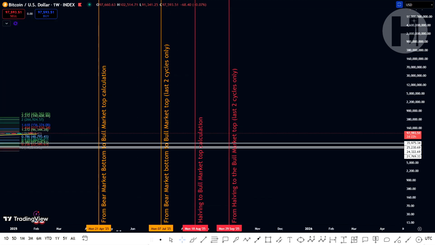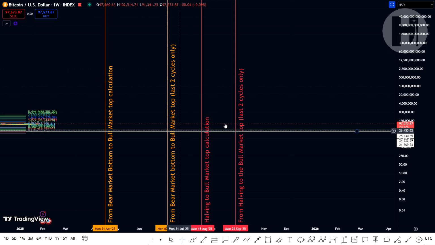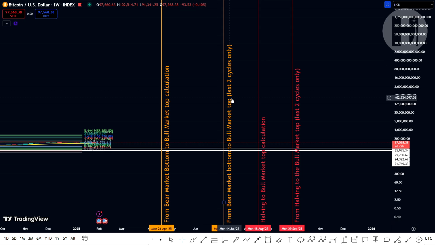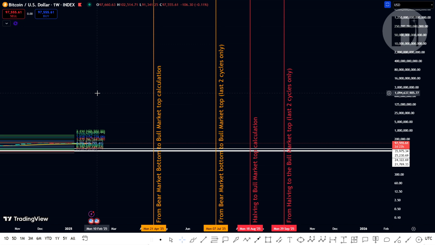So these are the 4 dates that we have: April 21st, 2025, July 7th, 2025, August 18th, 2025, and September 29th, 2025. I think that should move over to the beginning of October, but roughly those are the 4 dates based on the calculations. 2 of them are only based on the previous 2 cycles. So if you want to exclude the 2017 cycle, you can do that, and you'll have more extended targets, more out towards the second half of 2025.